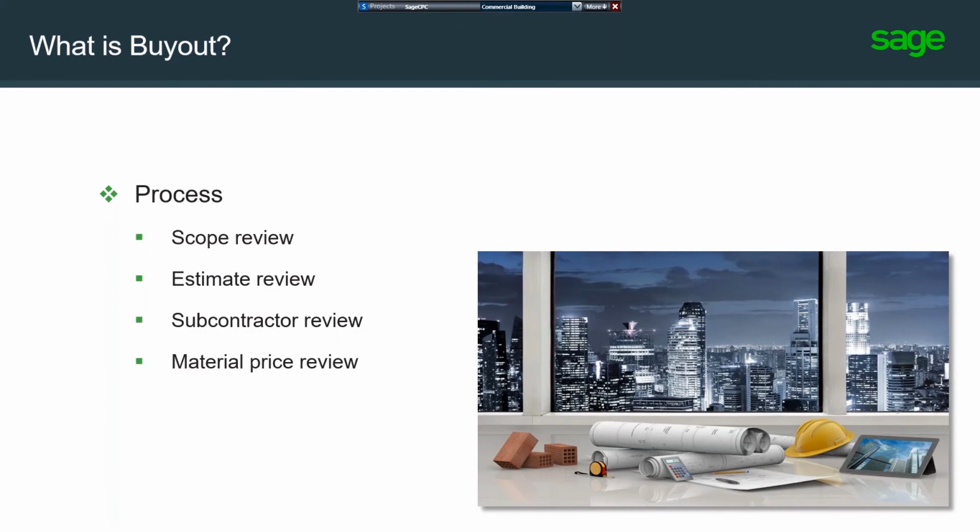And then, of course, material price review. And that's where we're going to really shine here with buyout. What kind of materials do we need to get? And what are we going to get charged for them? And so, again, that's kind of what the buyout process is. But the ultimate goal is to get those subcontracts written and those purchase orders created.